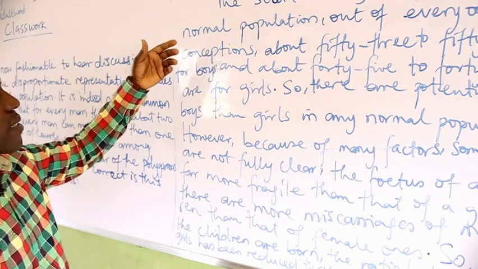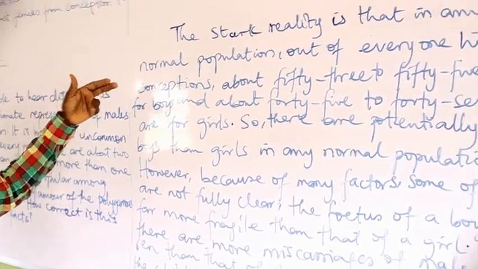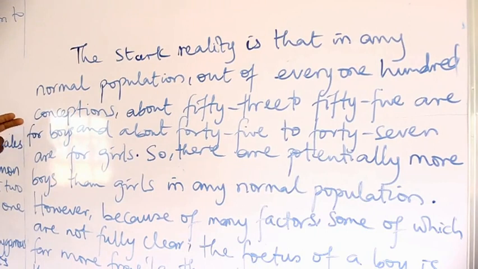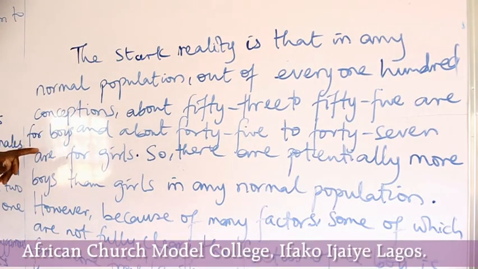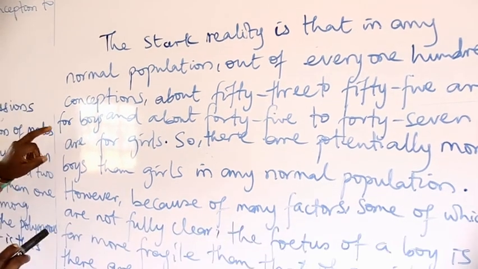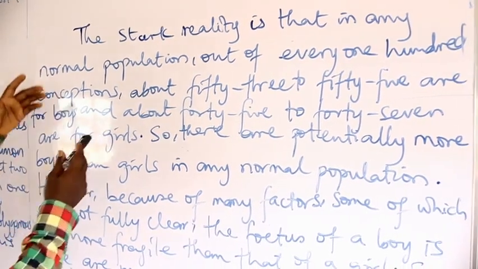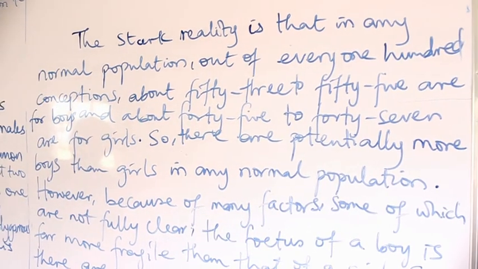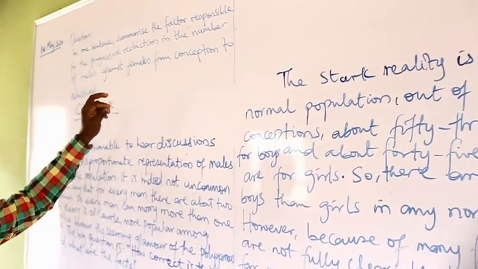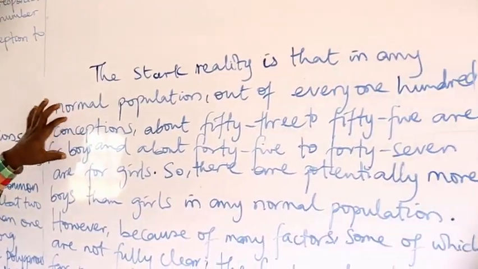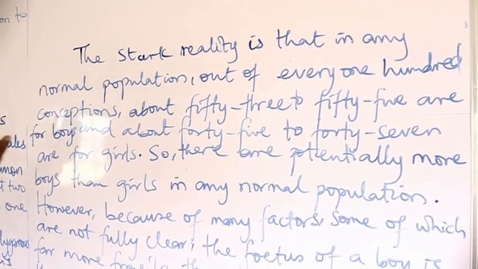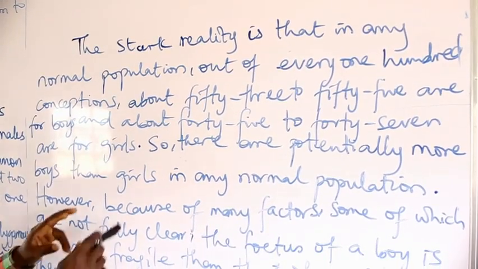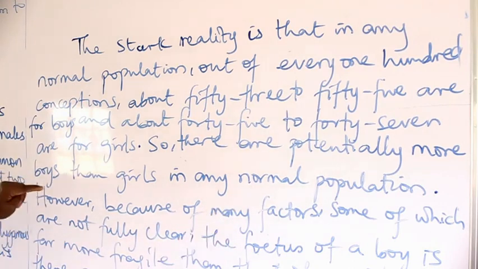Now, let us look at the first sentence. The stark reality is that in any normal population, out of every 100 conceptions, about 53 to 55 are for boys, and about 45 to 47 are for girls. Nothing has been said here. Our question, in one sentence, summarize the factor responsible for the progressive reduction. So this sentence has not given us the answer. So this is not our topic sentence. We move to the next one. So there are potentially more boys than girls in any normal population.